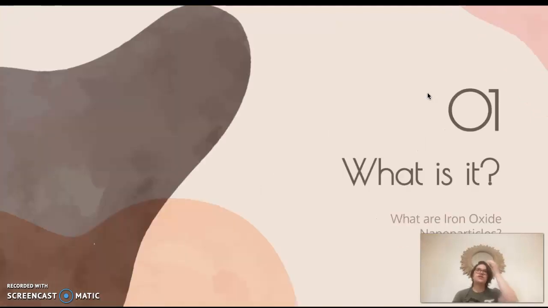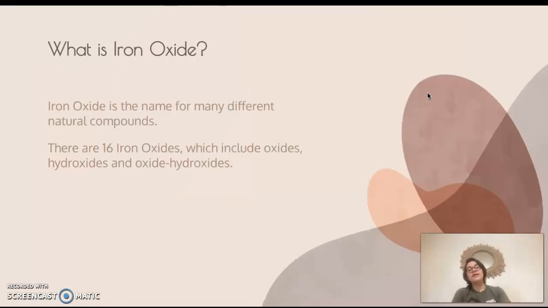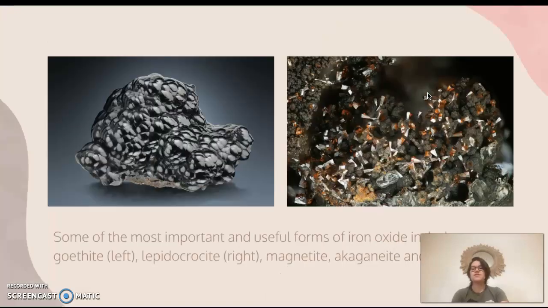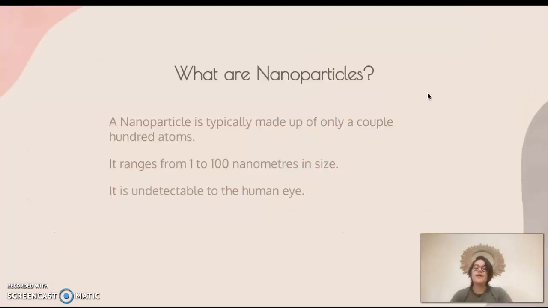So the first question is, what is an iron oxide nanoparticle? Iron oxide is a name for many different natural compounds. There are 16 iron oxides, which include oxides, hydroxides, and oxide hydroxides. Talk about a tongue twister. Some of the most important forms of iron oxide include goethite, which is on the left, and lepidocrocite, which is on the right.